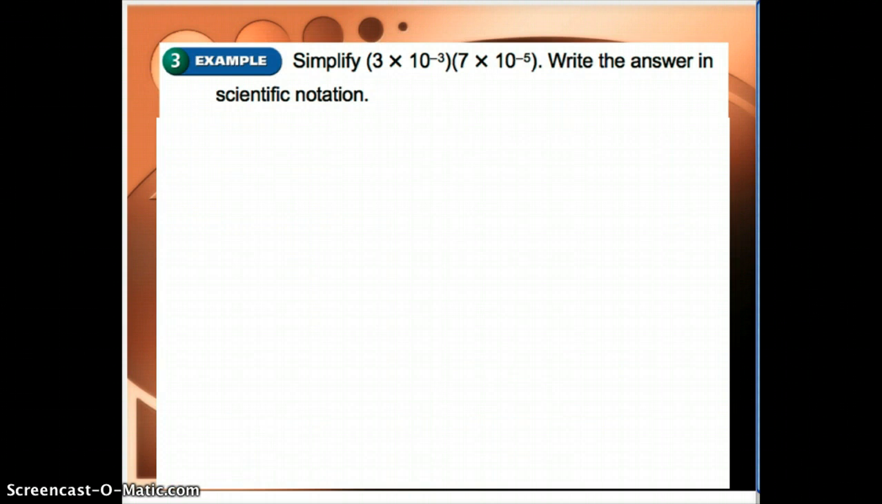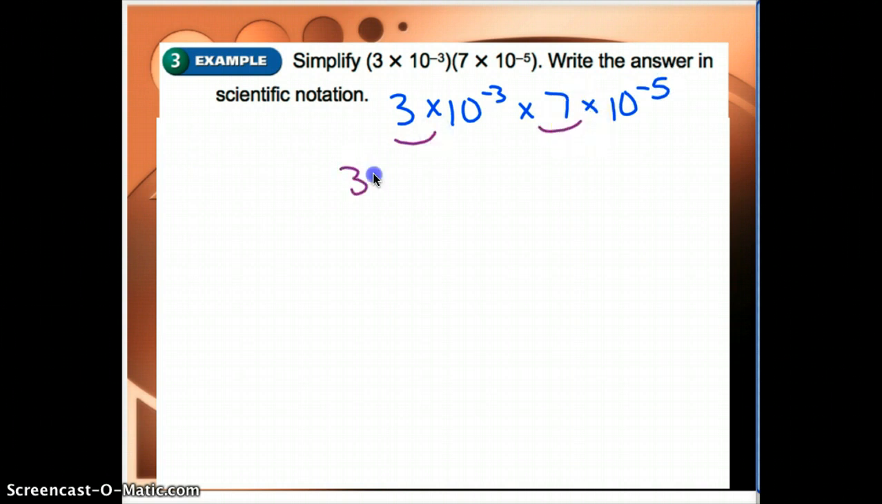Okay, so sometimes you have problems like this that are in scientific notation and you want to write your answer in scientific notation. So it's sort of similar to what we talked about yesterday. When we had the quantity 3 times 10 to the negative third times the quantity 7 times 10 to the negative 5, remember again that this is all multiplying, and I can multiply it in any order that I want. So I like to regroup it and make it a little easier.